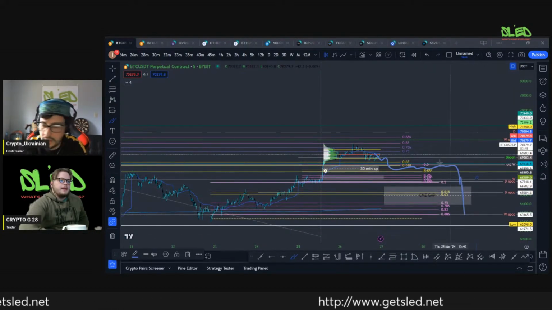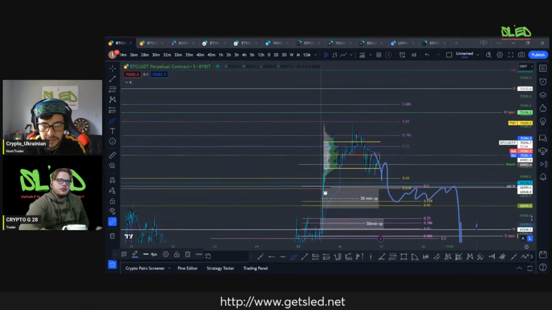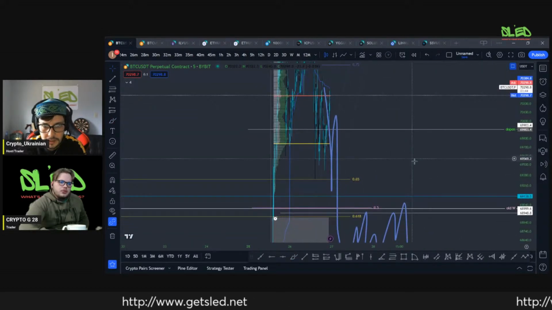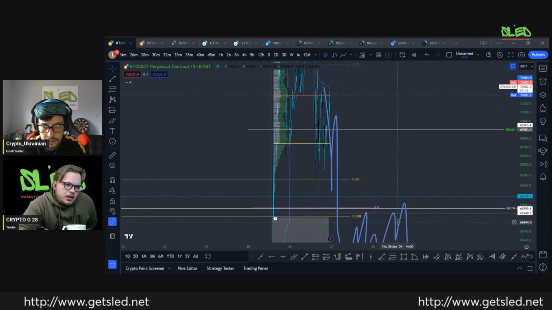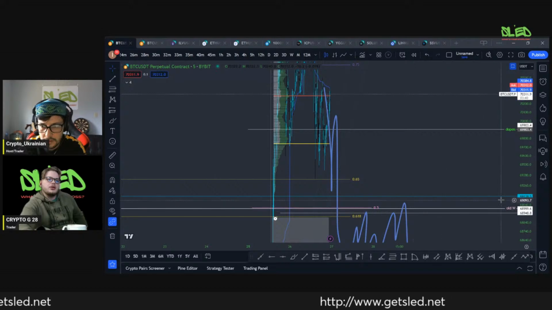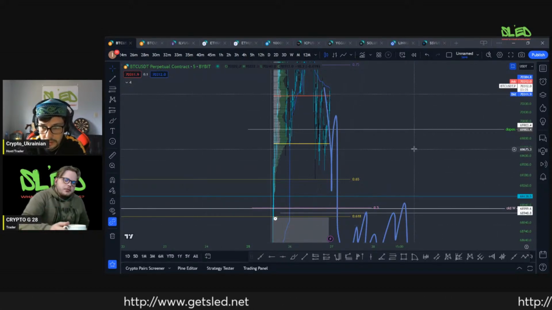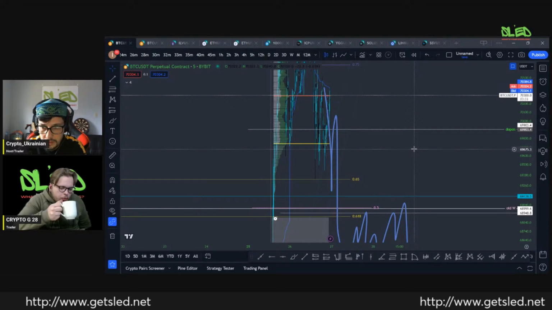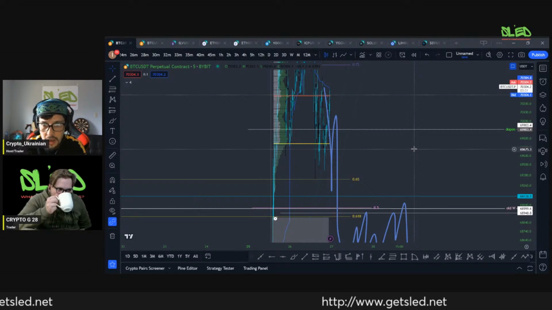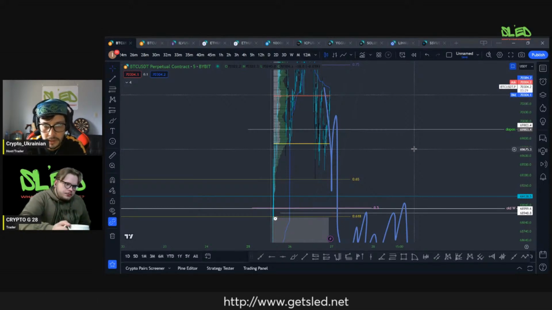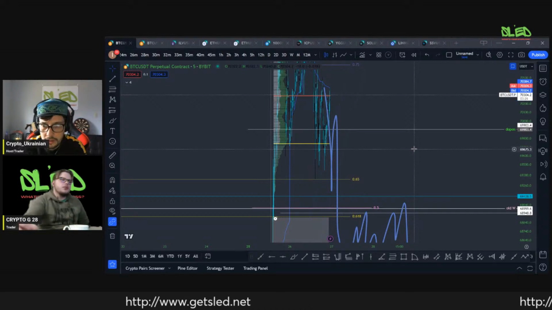Can you tell me the value of the weekly? I'm going to see if it correlates with my double arcs. 68,999. Oh, we're going to close below it. I don't know. We'll see.